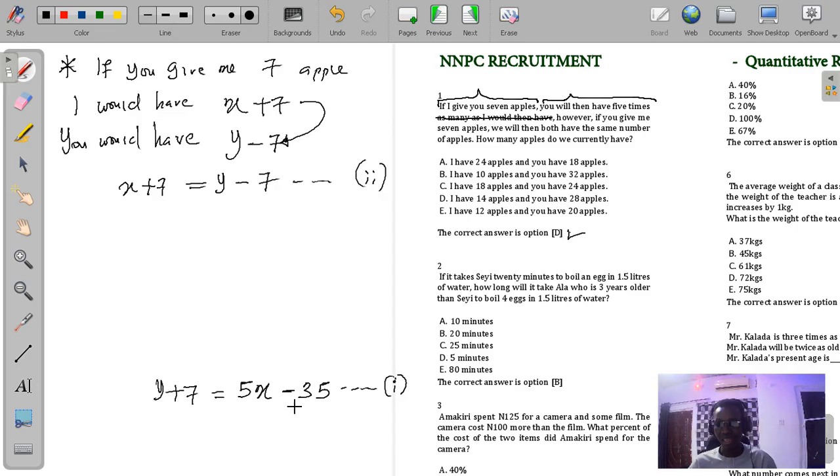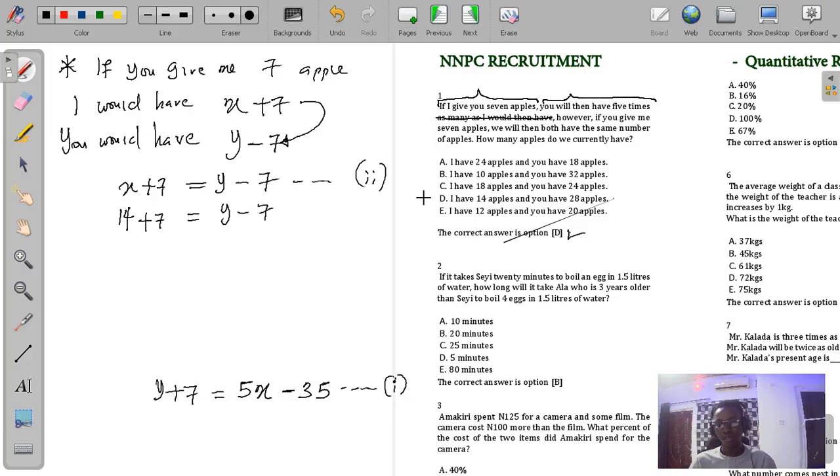But I think I have a bigger value here. So let me just go with this second equation. So if I have 14 apples, that means X is 14, plus 7, right? Then Y minus 7. That means I need to get your own number of apples that you have. So if I slot in 14 here and I notice that Y gives me 28, then this is correct. Otherwise, I'll go and test for other options.